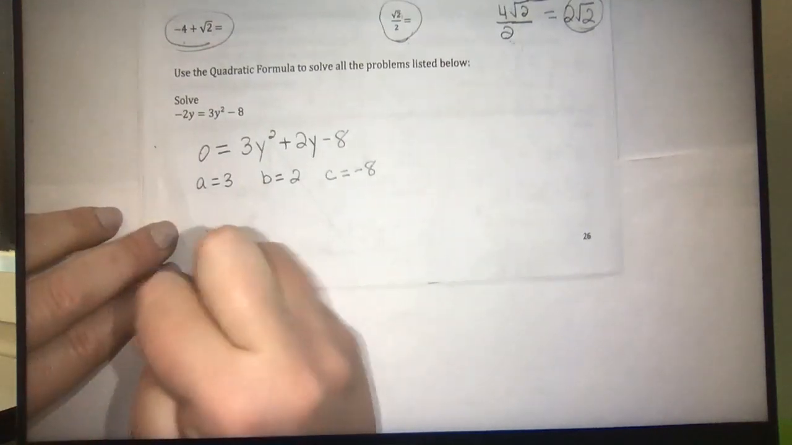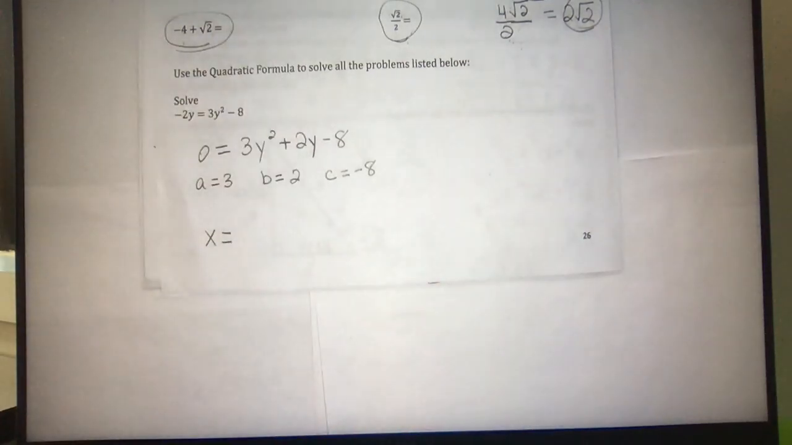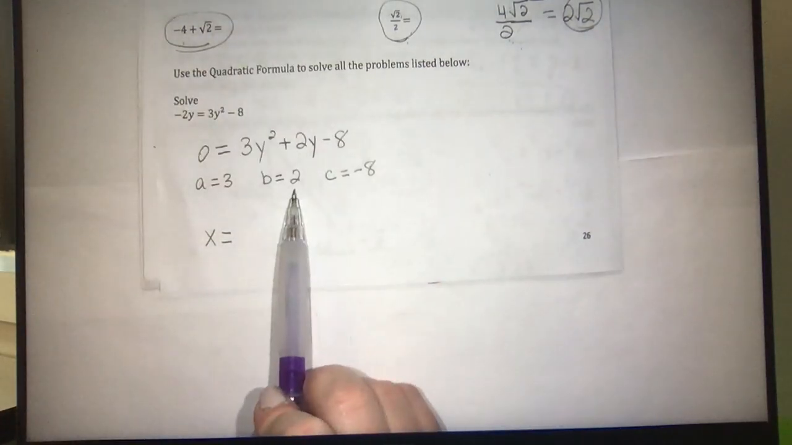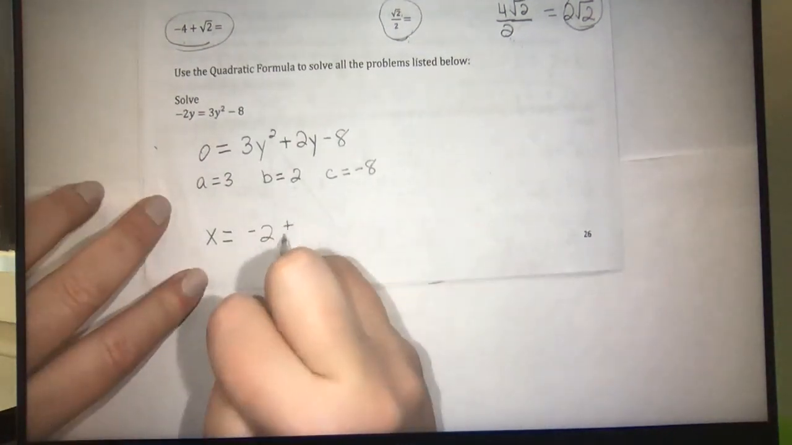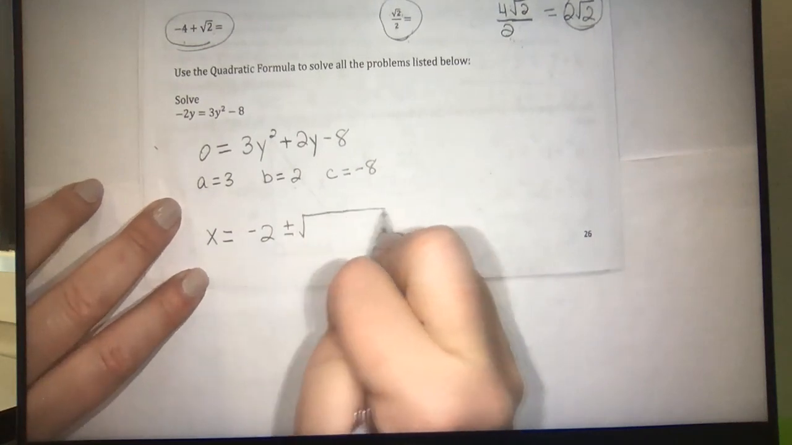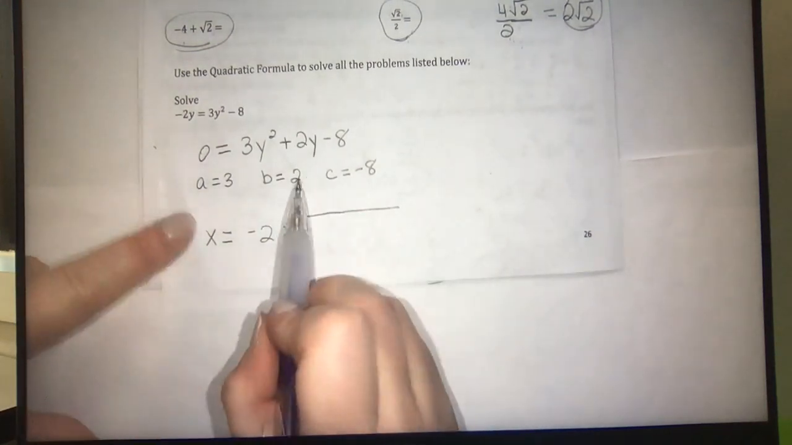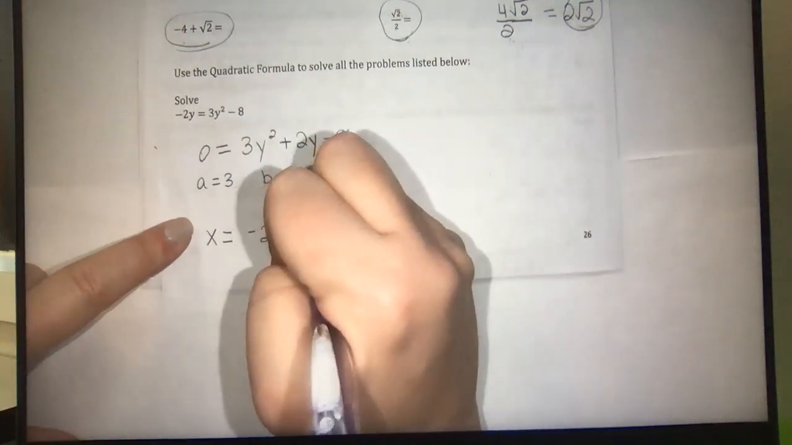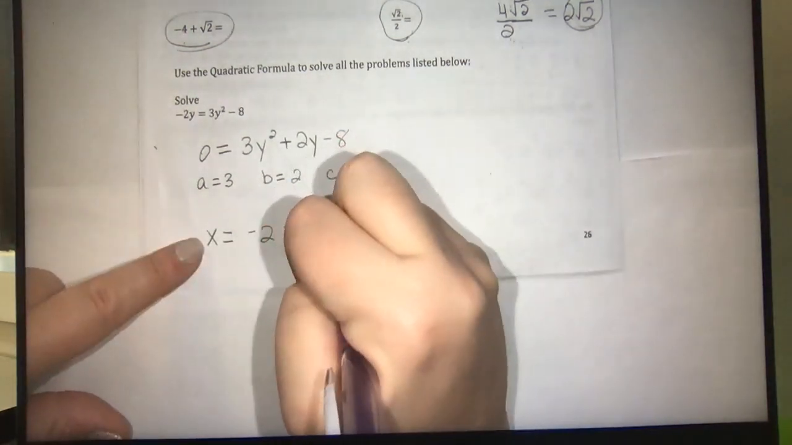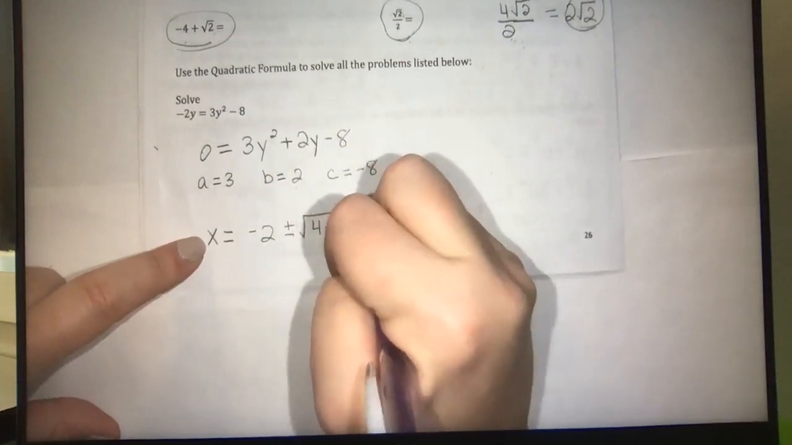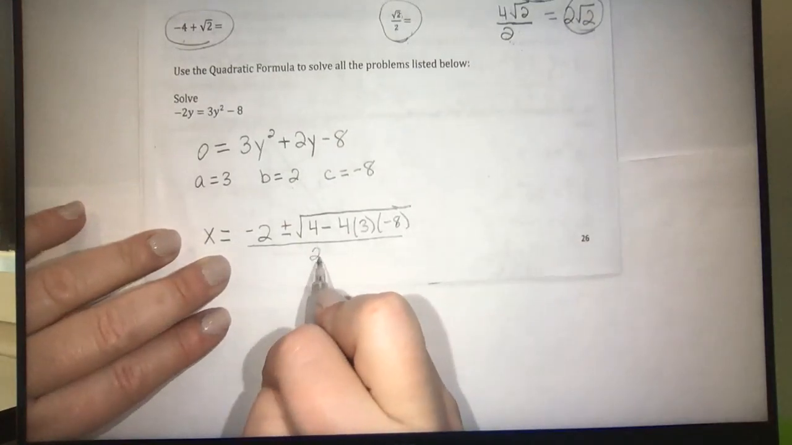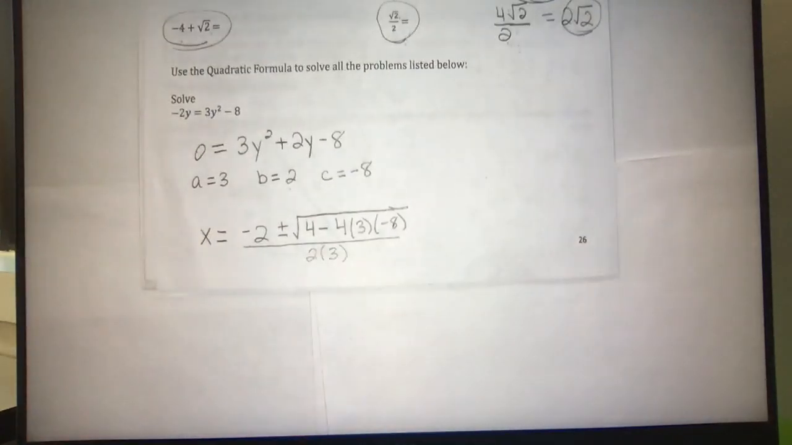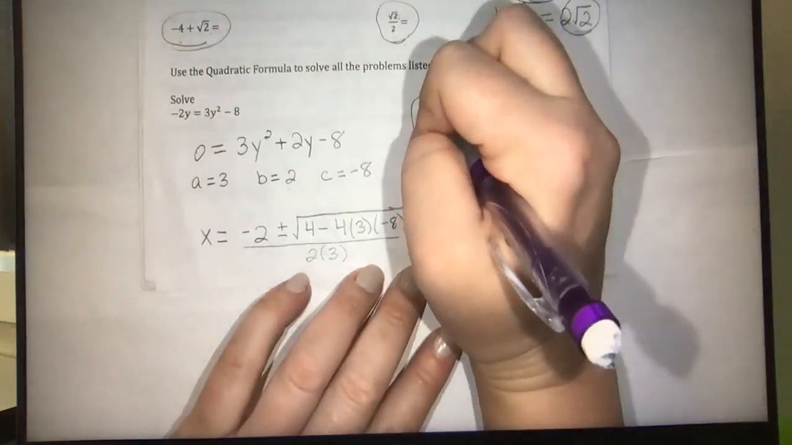So we're going to have an X equals, this is the opposite of B, or -B. So if my B is 2, what am I going to put? -2. Plus or minus, that's going to give me two answers. Here's my radical. B squared, so 2 squared is 4, minus the number 4 times A times C, all over 2 times A. Okay, put them all in there.